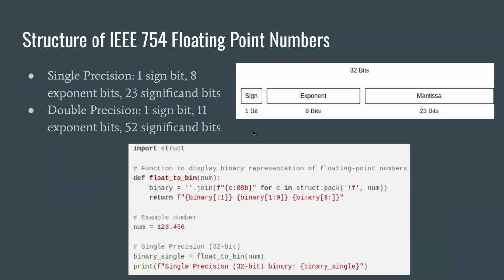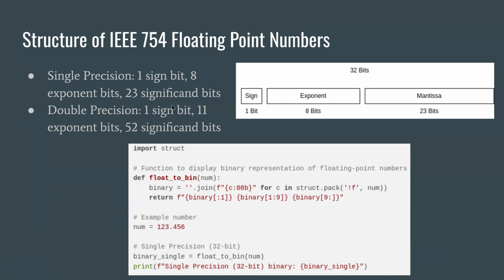Structure of IEEE 754 floating point numbers. Let's break down the structure of these numbers. In single precision, we have 1 bit for the sign, 8 bits for the exponent, and 23 bits for the significand or mantissa.